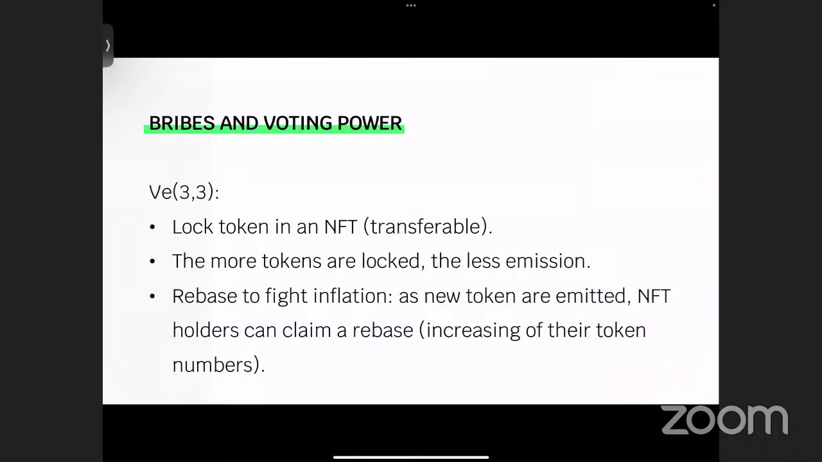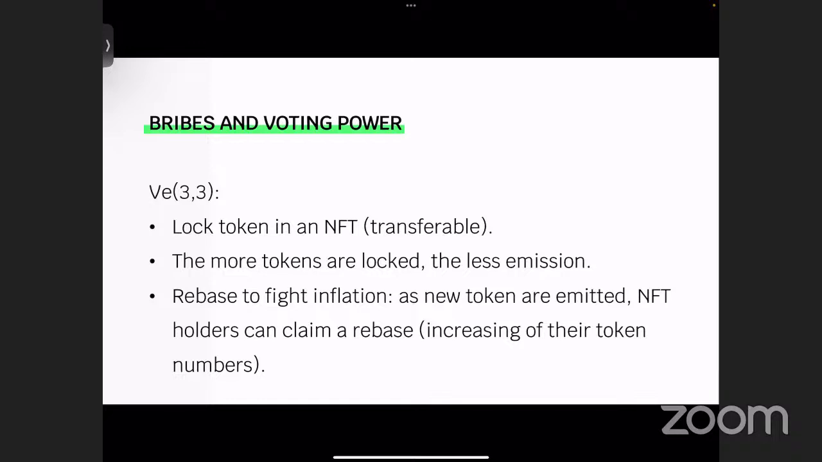Okay, so now let's speak about the ve(3,3). Because I explained to you that with Curve and most of the DEXes, you lock your token, you choose a period, and locking the token gives you a boost power and a voting power. But it comes, as you understood, with some issues. When you lock your token, you can't sell it. And more tokens are being emitted every day, so you are getting diluted. There is a selling pressure, you get diluted. The bribes are not super efficient.